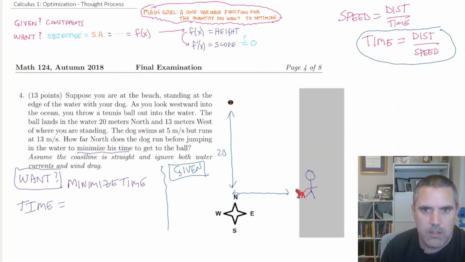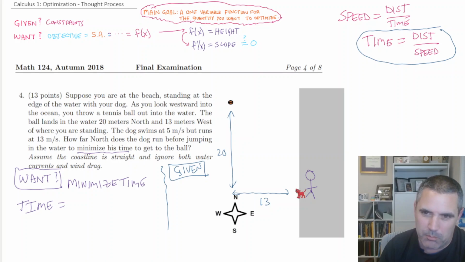20 and 13. That's what I see. Now, the one problem I have with this is once the ball lands, it's probably going to float in and out, but I assume that's not what we're saying. I guess this should be a pond. Maybe it could be a still pond. All right. The dog swims at 5 meters per second, but runs at 13 meters per second.